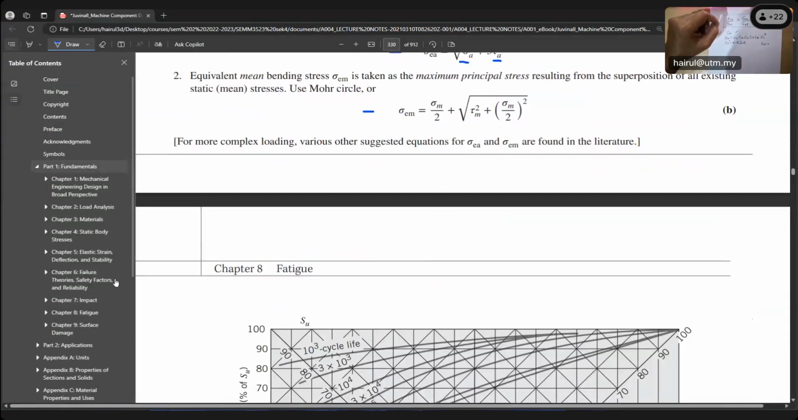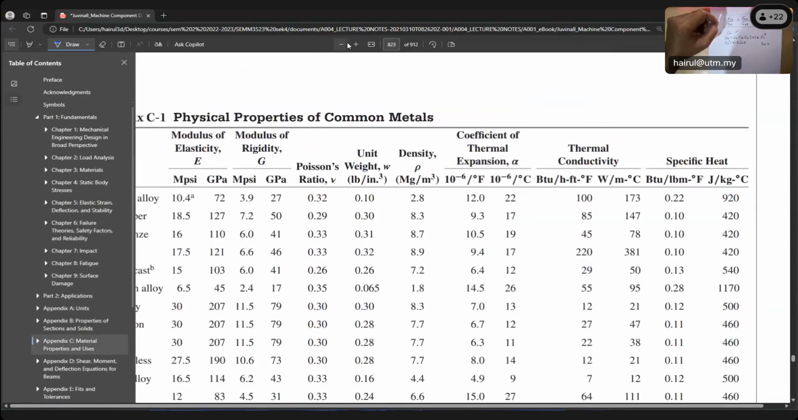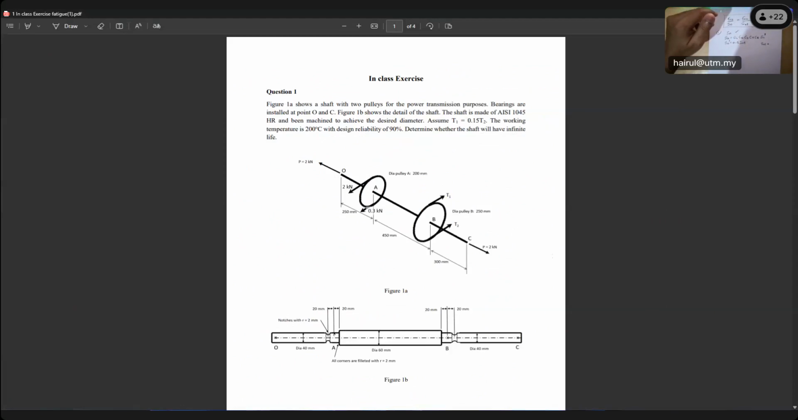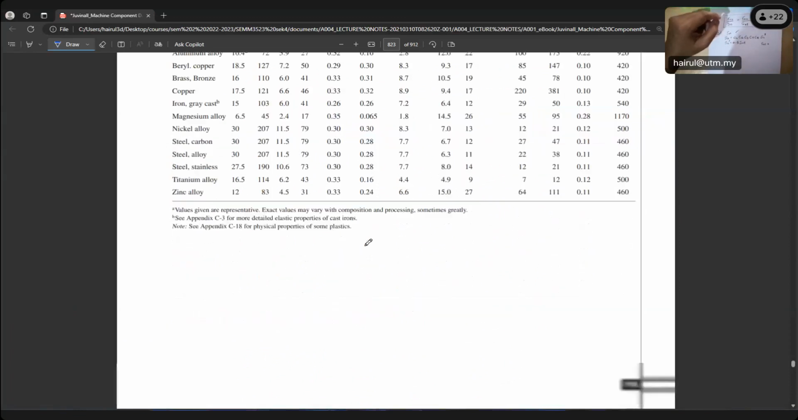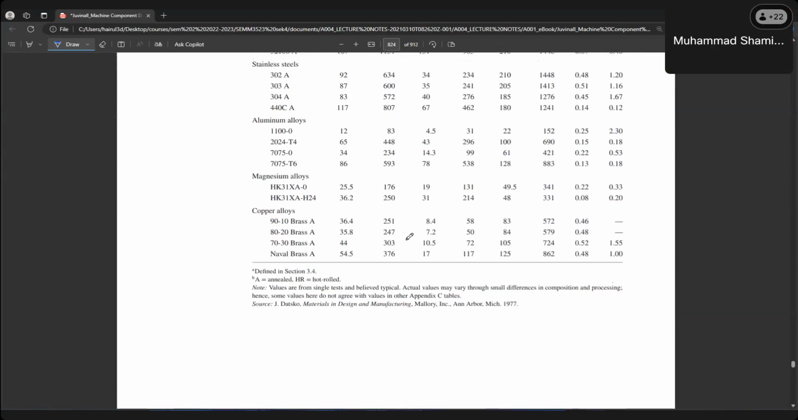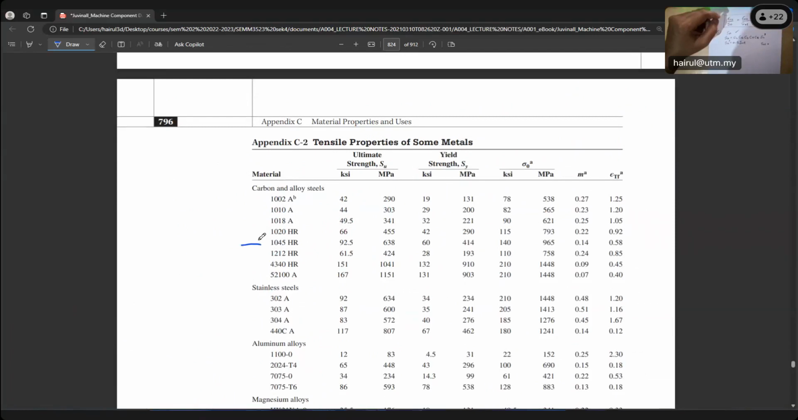Table, Appendix C. Quickly, I want you guys to practice. AISI 1045, hot roll. So what is the SUT value? You can see this is Appendix C2. So SUT is 638.